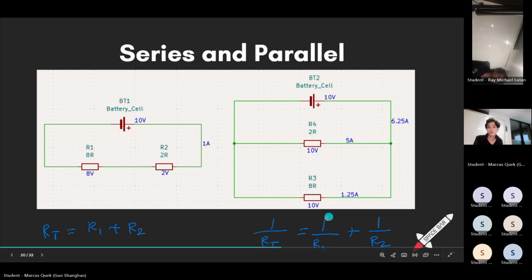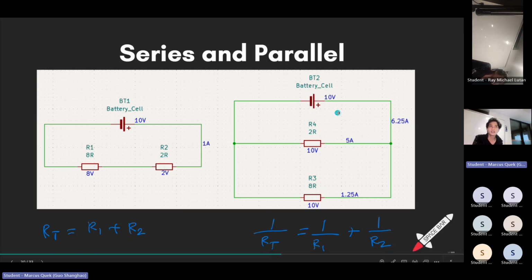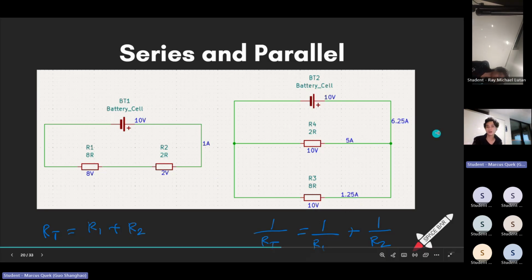So if I use this equation, the reciprocal of the total resistance is the reciprocal of R1 plus the reciprocal of R2, which in this case I've labeled R3 and R4, sorry. Then I will find the total resistance of the whole thing to be some number, which I forgot. And then I get 6.25 amps as my result.